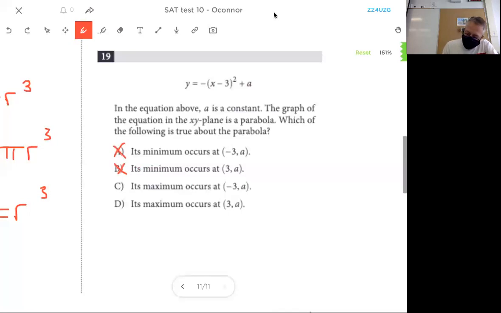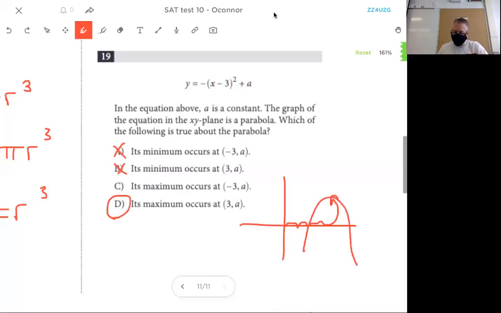So now that parabola is going to move to the right 3 and up A. So I got a parabola going to the right 3 and then up some amount. It's opening downward. And so its maximum is going to occur at to the right 3 and up A.